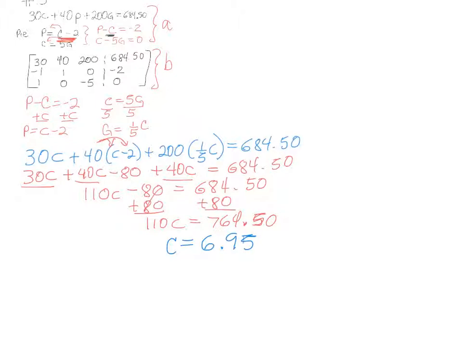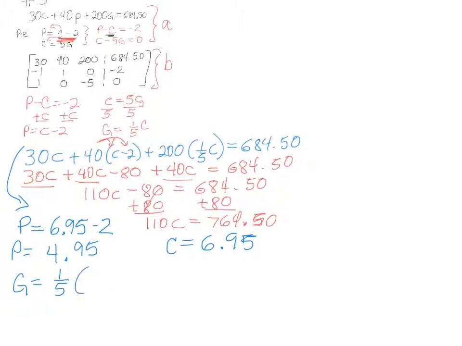Okay, so then we can go back and plug it into the other two equations. For the pies, P is $6.95 minus 2, so that would be $4.95. And the giant cookie would be 1/5 of $6.95, so divide that by 5. So how much is the giant cookie? $1.39.